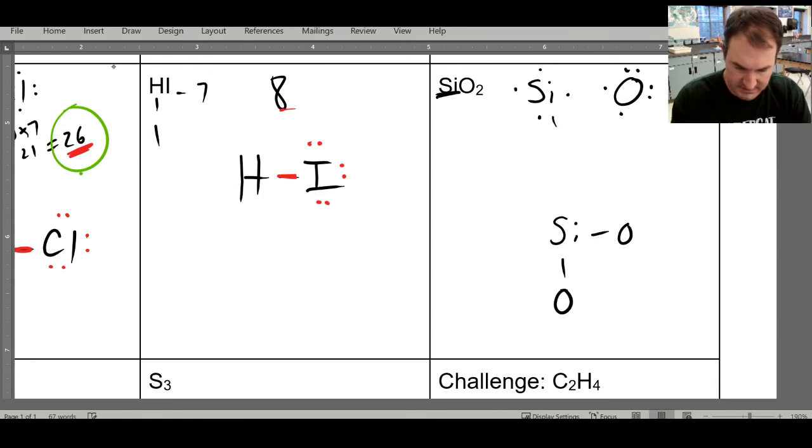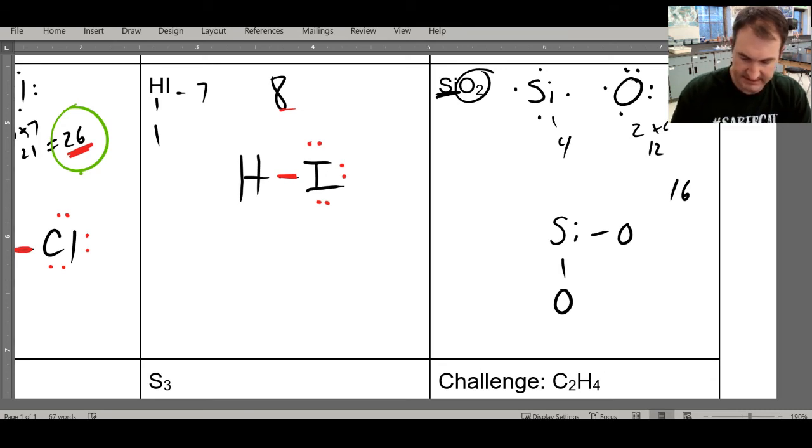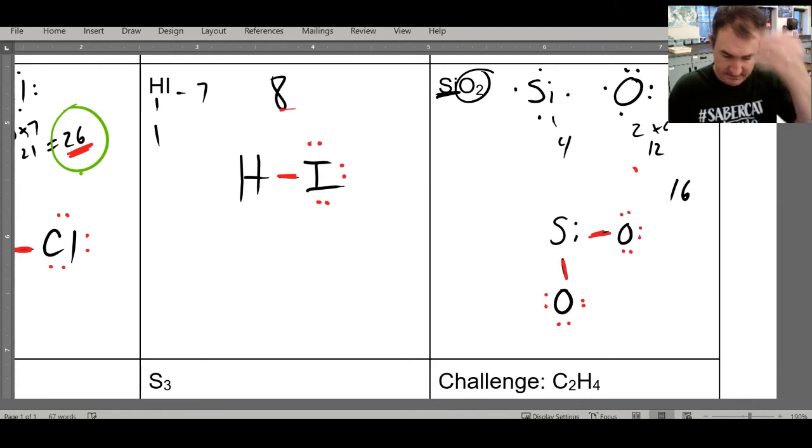Total number of valence electrons: we have 4, and then we have O2, so 2 times 6 is 12. That gives us a total of 16. Again, an even number. So let's go ahead and count here. I've got 2, 4, 6, 8, 10, 12, 14, 16. And I have to stop because that's how many I have. So I've got all the valence electrons on there.